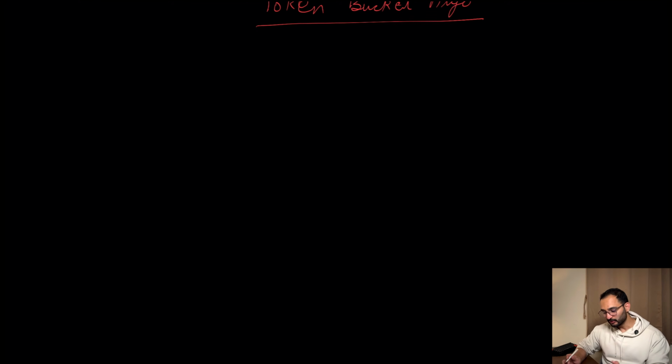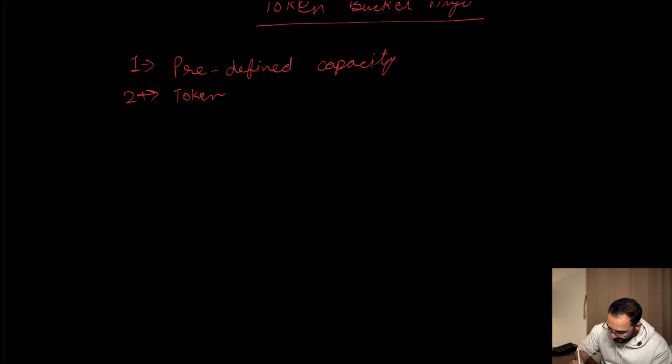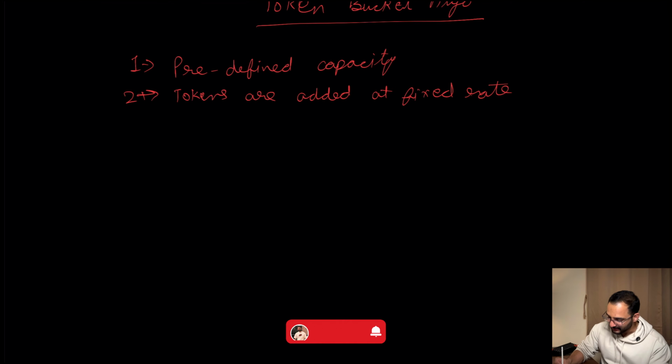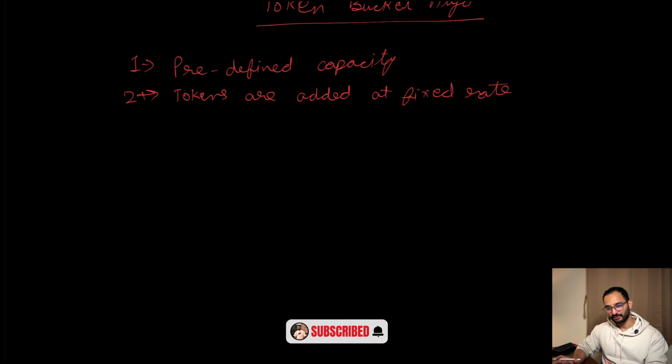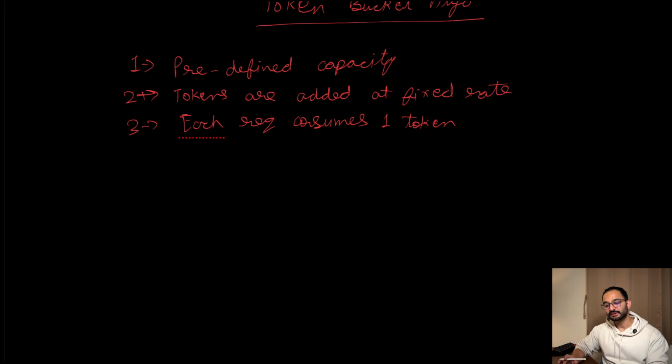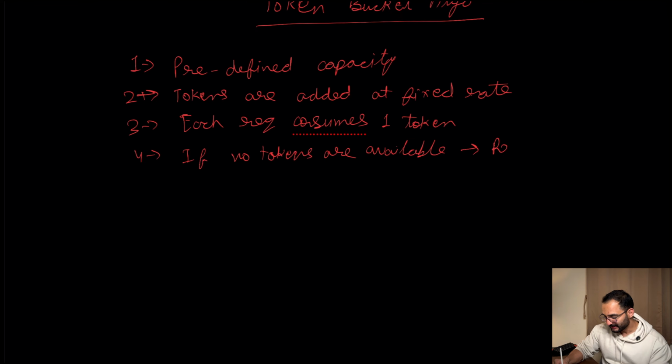Now let's understand the token bucket algorithm. So first, a token bucket is created with a predefined capacity, and tokens are added at a fixed rate. This rate can be anything that is predefined. So tokens are added at a fixed rate to this token bucket. Each request will consume 1 token. If no tokens are available, the request will be rejected.